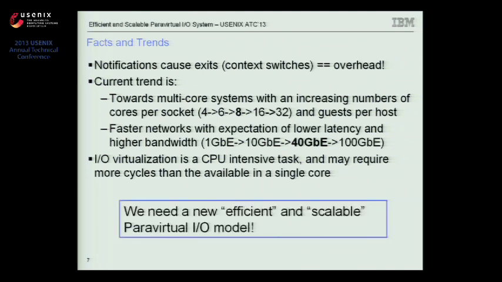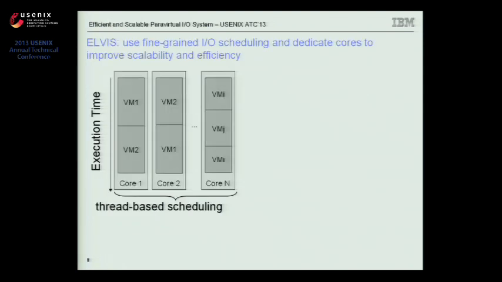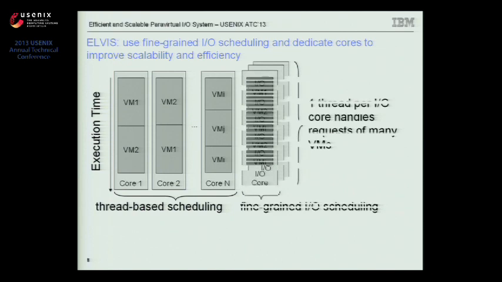That means that based on all these facts and trends, on the paravirtual I/O model that I previously described, we need a new model that is efficient and scalable. That's why we present Elvis. So with Elvis, what we propose is to run all the virtual machines in a set of cores. As usual, schedule all these virtual machines using the thread-based scheduler, but dedicate a set of cores just for I/O.